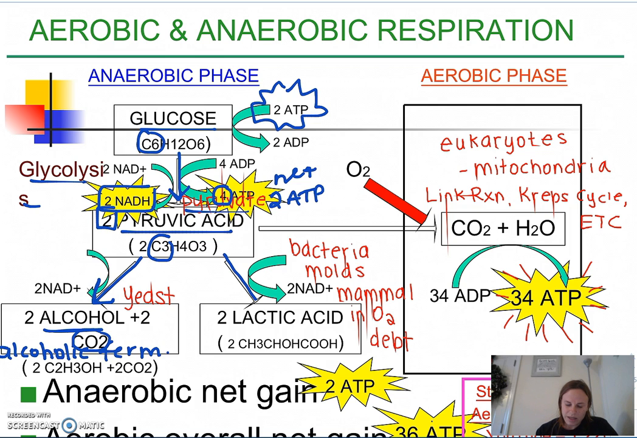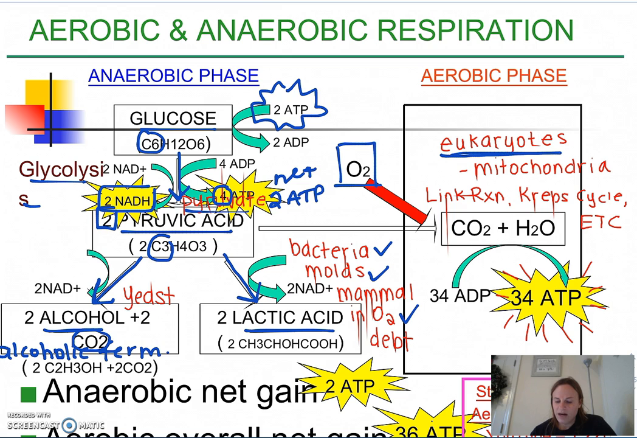Now, the second pathway that an organism can follow is known as lactic acid fermentation. This is also a type of respiration that would be done in the absence of oxygen. It would be performed by bacteria, molds, and mammals like humans in oxygen debt, where in a 1-step process, you would create lactic acid.